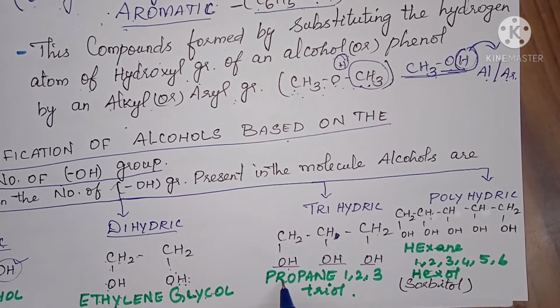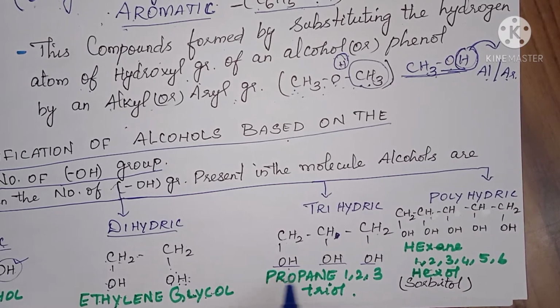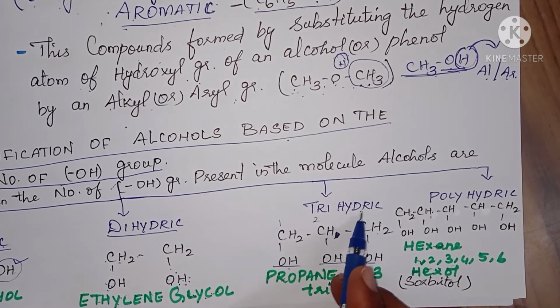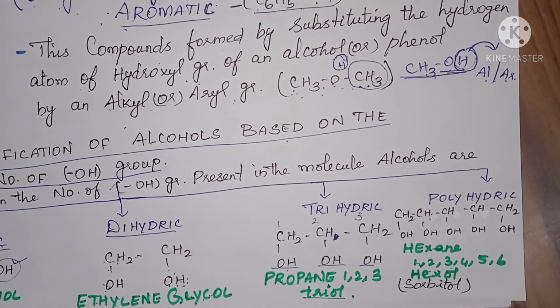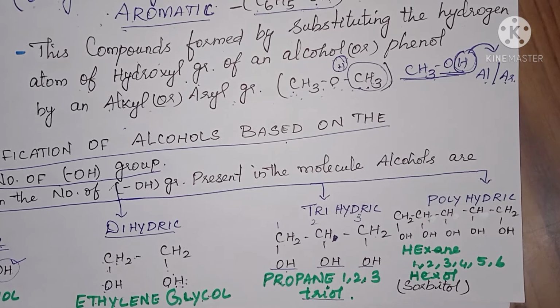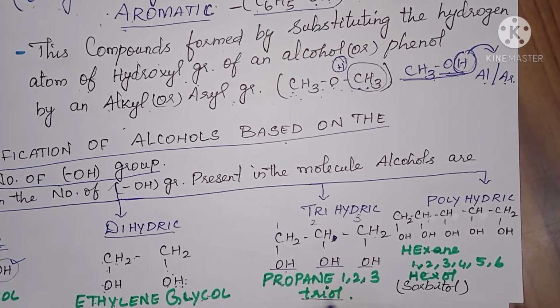So what is the name of this? 3 carbons means naturally it's a propane. Propane 1, 2, 3, triol. "Ol" means alcohol. I think I have explained this in aldehydes and ketones. In the IUPAC name, aldehyde has "al" coming at the end of the name. But alcohol means "ol" will come. Okay, so propane 1, 2, 3 triol.